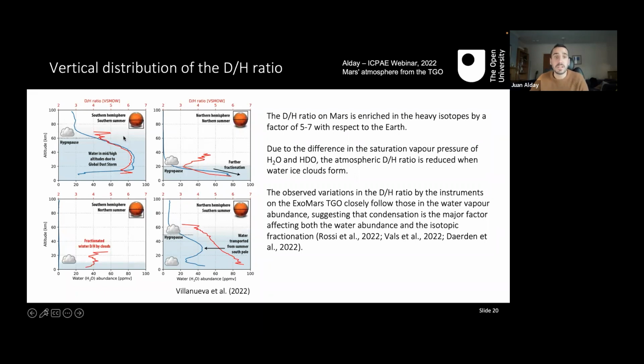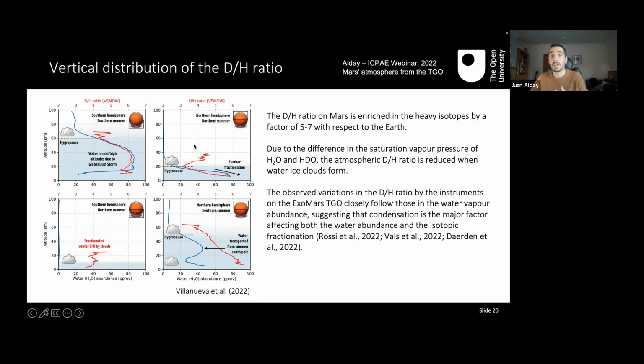So for example, here it's shown the perihelion season in the southern hemisphere, where it is summer. It shows that water vapor abundances are high up to approximately 40 kilometers, and then the water vapor abundance, shown in blue, drops, and at that very same altitude, the D2H ratio also decreases.